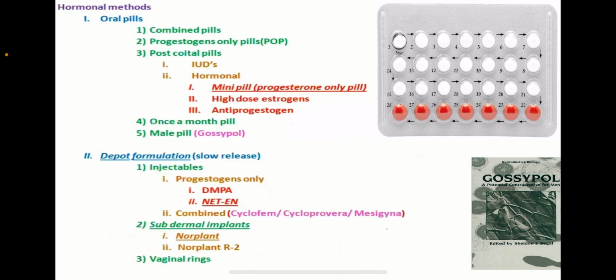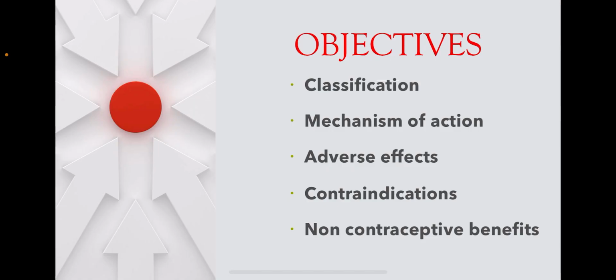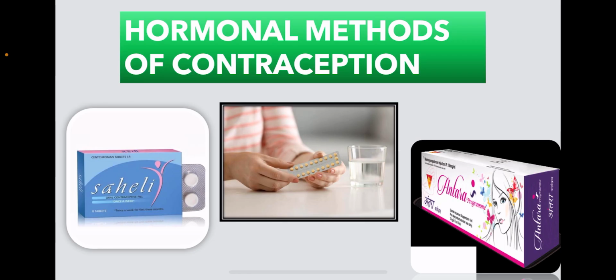All of these we don't want. For UG level, remember Norplant and Norplant R2 and vaginal rings. So the hormonal methods of contraception is completed. In the next video, we'll be dealing with the post conceptional methods and a few remaining topics of this chapter, and we will wind up with this.